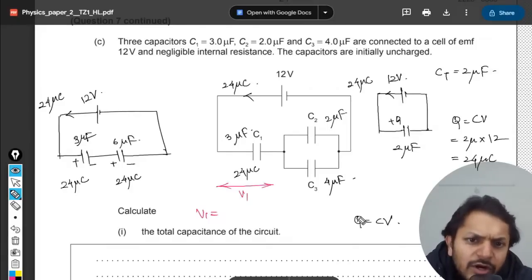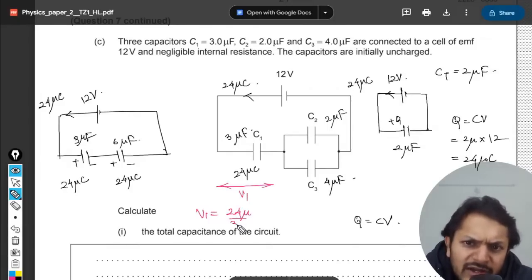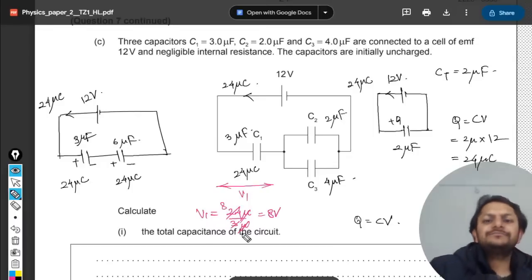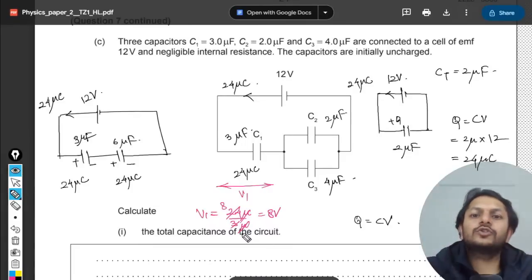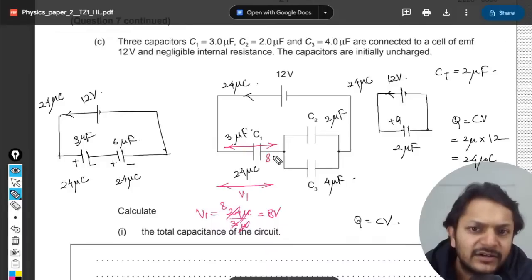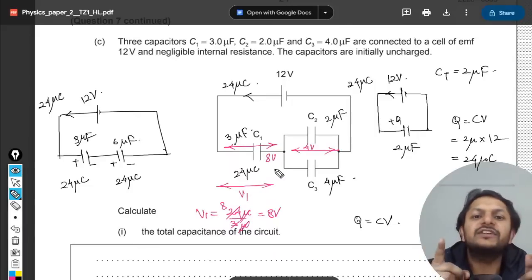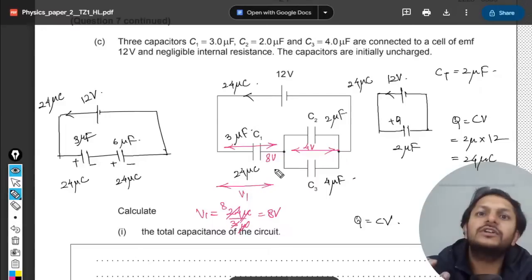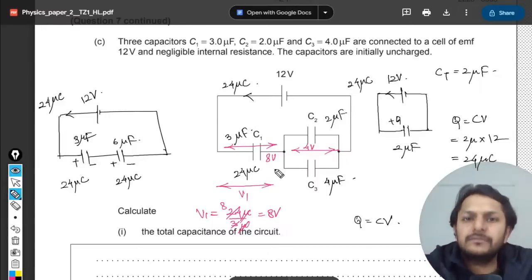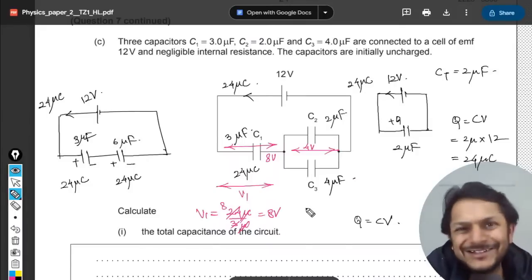So V1 according to this formula is given by Q by C. So 24 micro divided by 3 micro. So it is 8. So 8 volt out of 12 total volt is taken up by this capacitor. So the remaining 4 volt exists across this. So 4 volt is the potential difference across C2. 4 volt is the potential difference across C3. 4 volt. Now we can find the charge, isn't it?